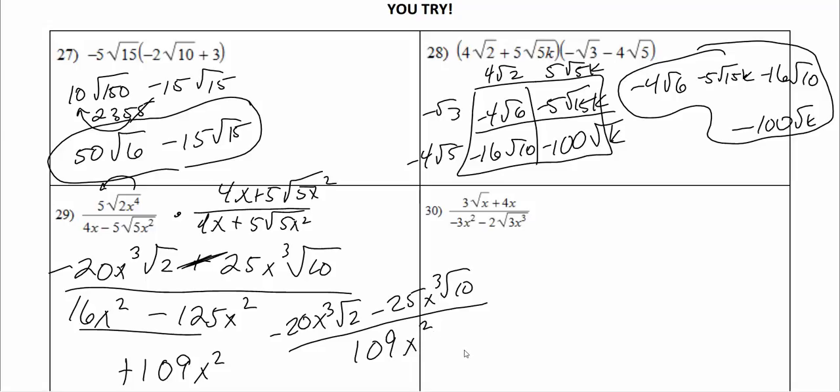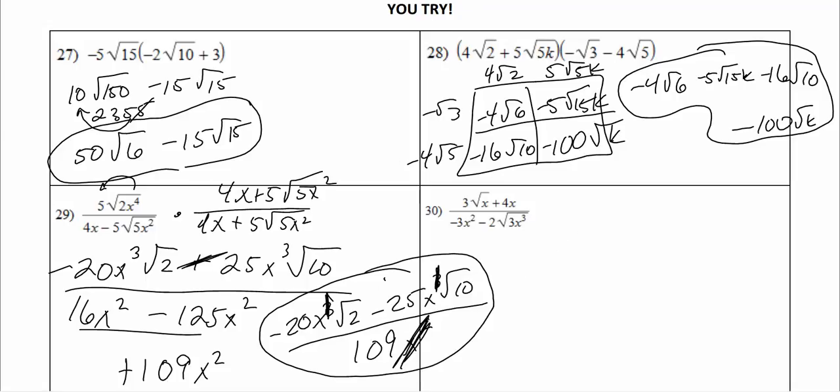I'm not done yet. I know it's a crazy problem. I thought I was, but then I looked at it and I'm not. I'm not done because I have x to the 3rd and x squared, so I can divide them all by x squared. So x squares are gone. This becomes just a 1, and that becomes just a 1. So the answer is -20x root 2 minus 25x root 10 over 109. Okay, that's your answer there.